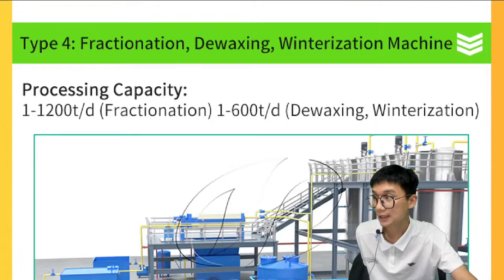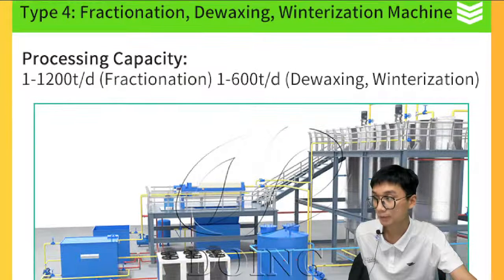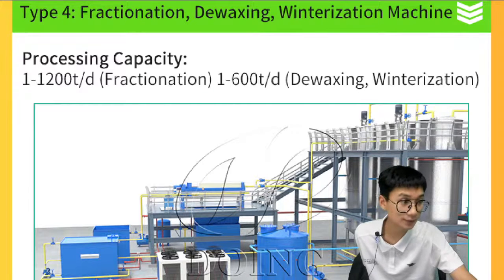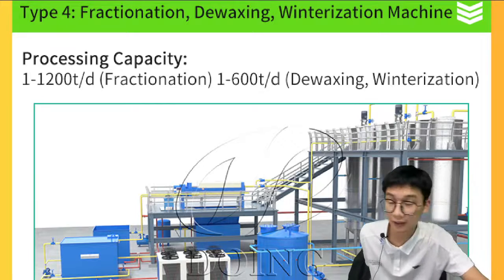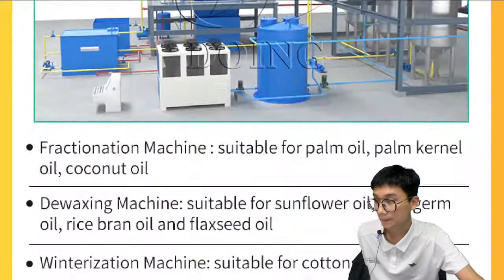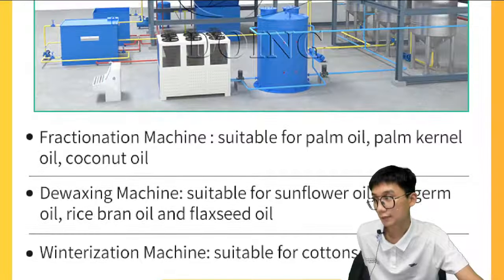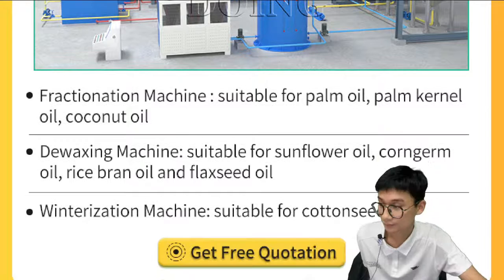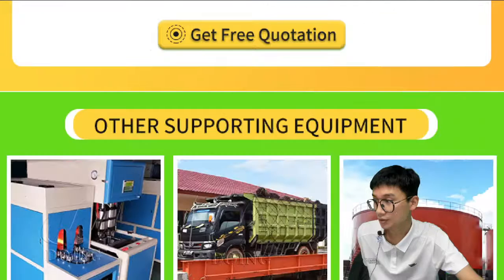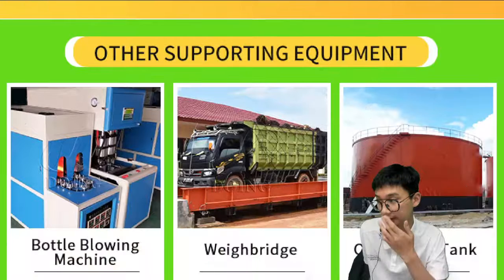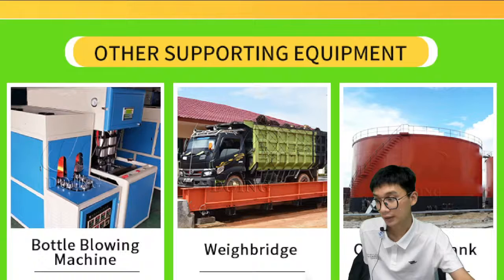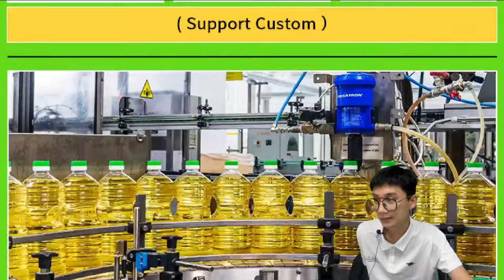And the fractionation, dewaxing, winterization machine. The capacity is from 1 ton per day to 1,200 tons per day. It is especially okay. I will send you mail now. Okay, we are waiting for you. For the fractionation machine, it is suitable for palm oil, palm kernel oil, and coconut oils. And also the other supporting equipment, the bottle blowing machine, weighbridge, oil storage tank, and the other products.